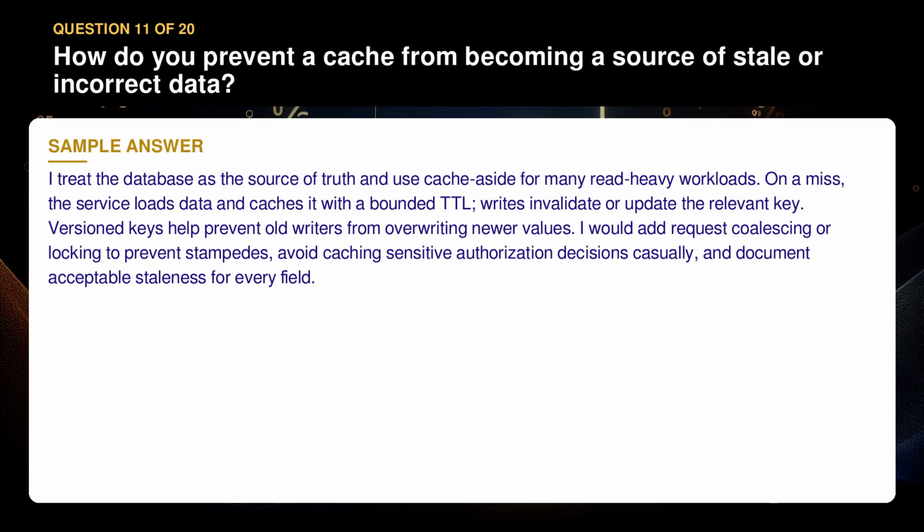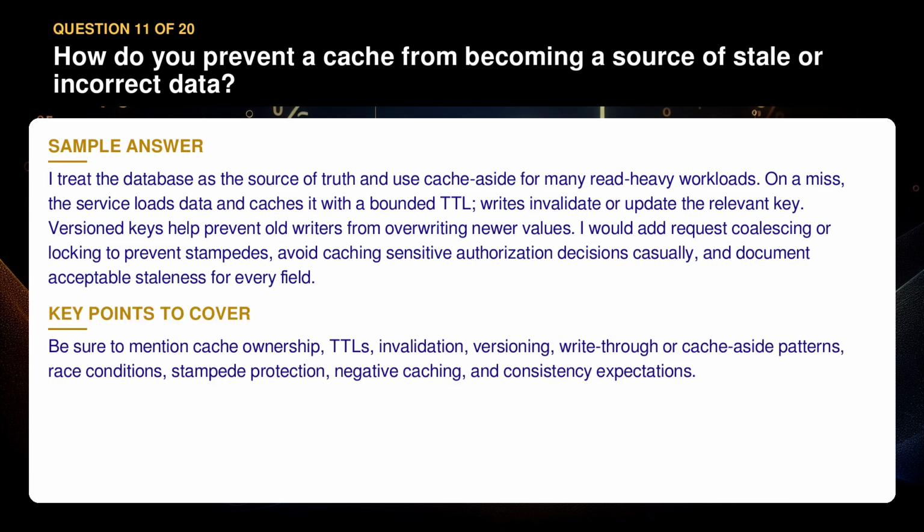I treat the database as the source of truth and use cache aside for many read-heavy workloads. On a miss, the service loads data and caches it with a bounded TTL, and writes invalidate or update the relevant key. Versioned keys help prevent old writers from overwriting newer values. I would add request coalescing or locking to prevent stampedes, avoid caching sensitive authorization decisions casually, and document acceptable staleness for every field.